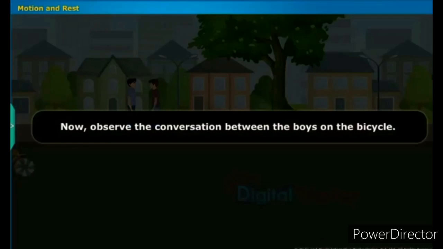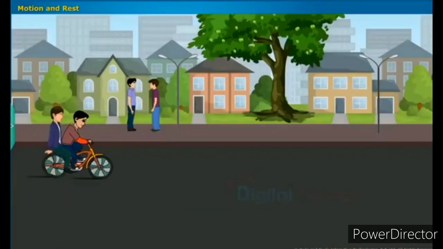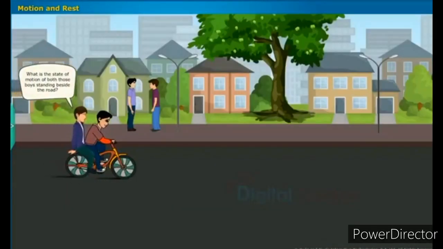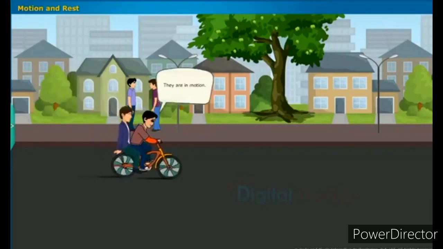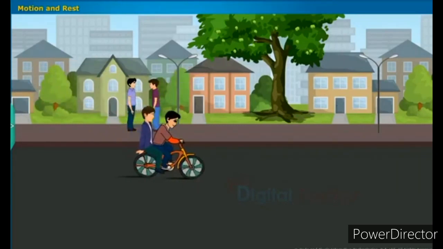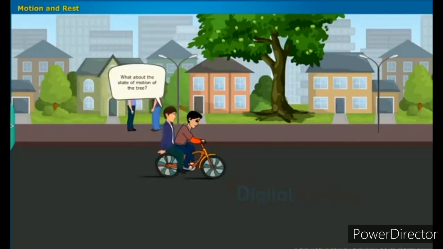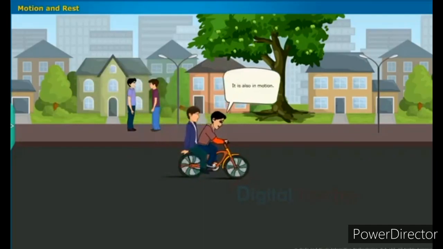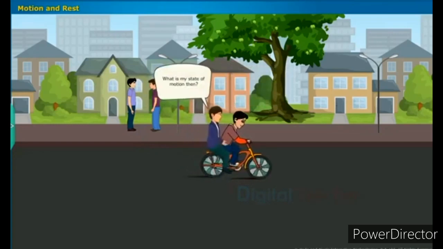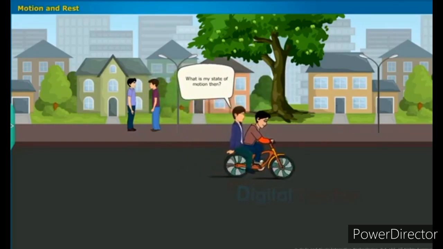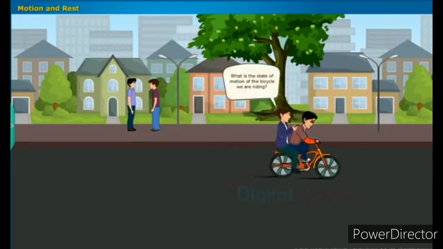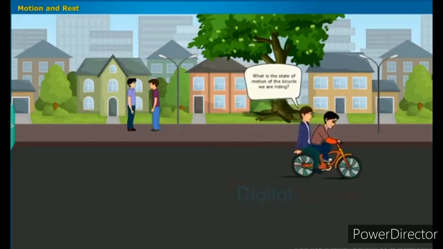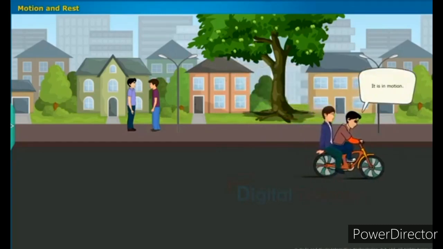Now, observe the conversation between the boys on the bicycle. What is the state of motion of both those boys standing beside the road? They are in motion. What about the state of motion of the tree? It is also in motion. What is my state of motion then? You are at rest. What is the state of motion of the bicycle we are riding? It is in motion.